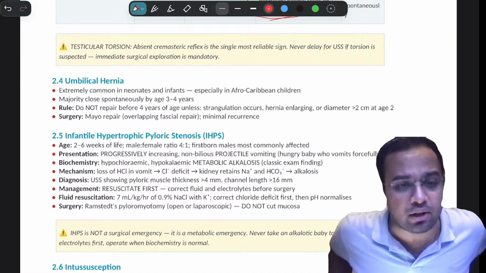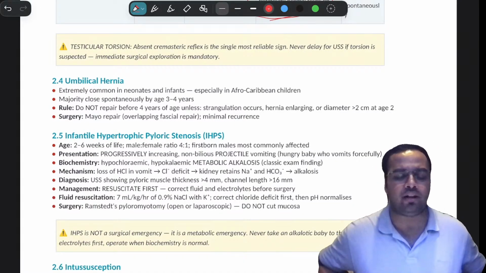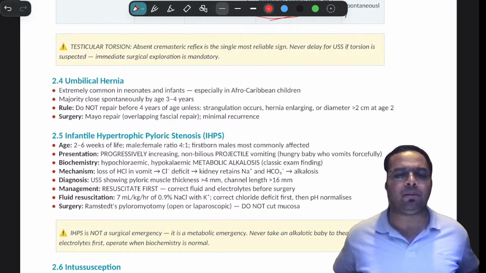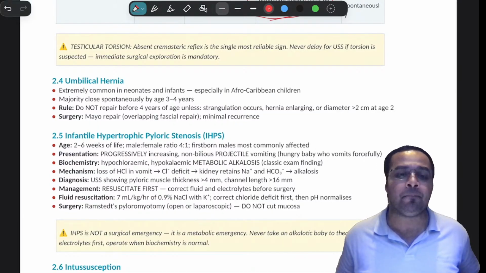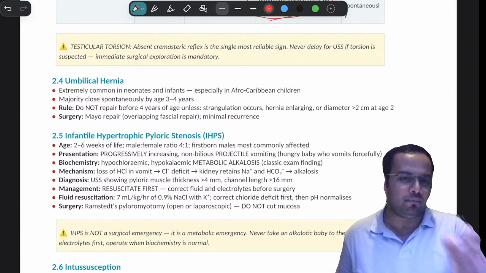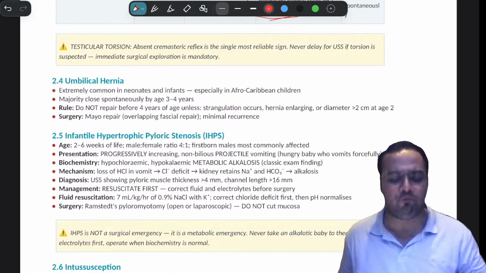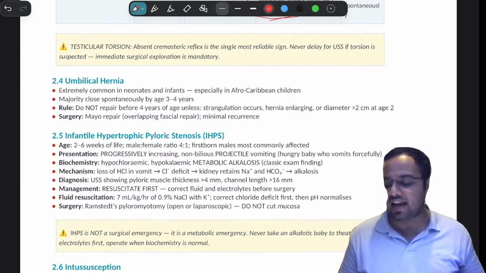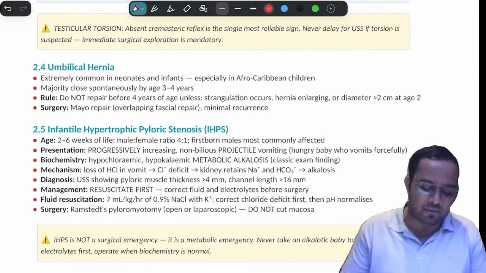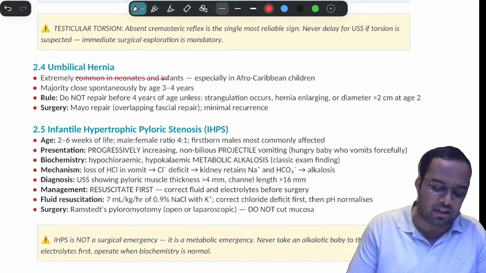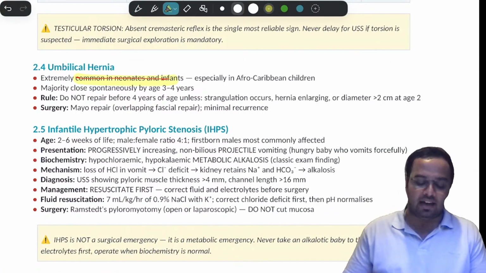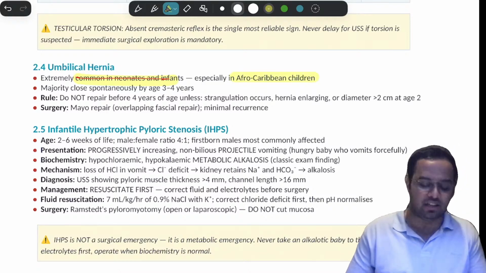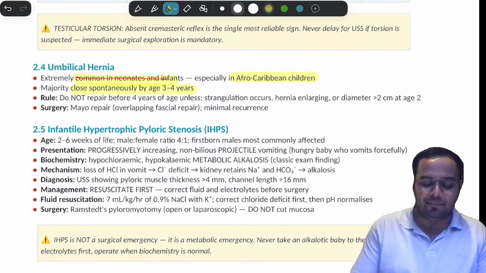So it is very important to know that a 270 degrees counterclockwise rotation happens, and the bowel is taken up inside the abdominal cavity. But the defect from which the bowel was herniating might remain. So an umbilical hernia might be present in the child when the child is born. Always remember that it is extremely common, especially in Afro-Caribbean children. The majority close spontaneously by 3 to 4 years of age.